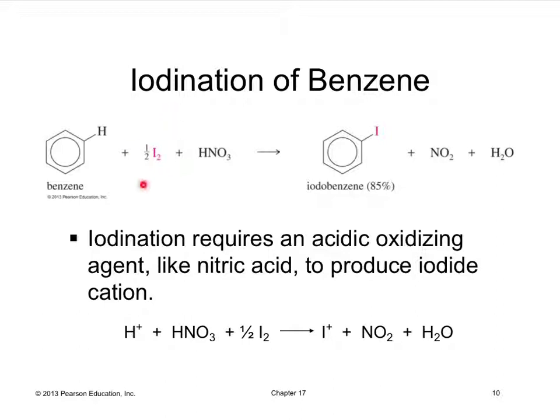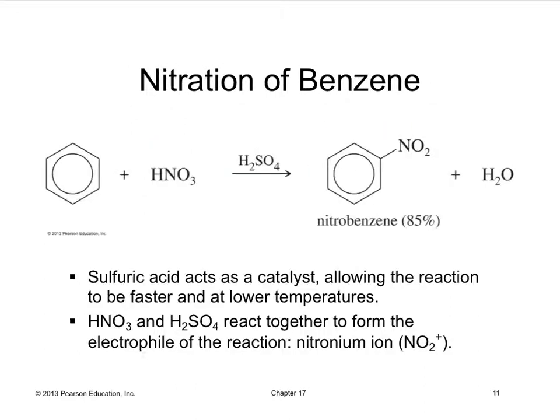In this case, you're going to use iodine in the presence of an acidic oxidizing agent such as nitric acid. This will generate an iodine cation. So if we look at this, nitric acid in the presence of iodine will generate the iodine cation, and that is what reacts with the benzene to generate iodobenzene. Again, the rest of the mechanism is the same as electrophilic aromatic substitution.